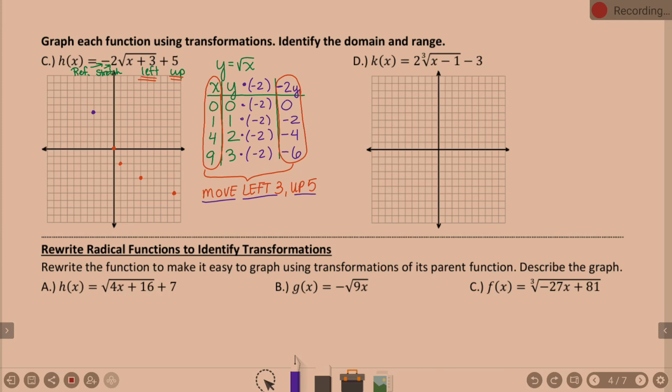Can you do that with each point? Yeah. Okay. My point that's at 1, -2, I'm going to go left 3, up 5. My point that's at 4, -4, left 3, up 5. And my point that's at 9, -6, left 3, up 5. And there's some other ways you could do that along the way. I reverted back to just moving each one. Okay, there's other pieces.